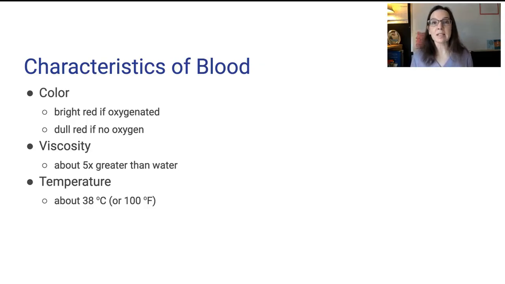Another characteristic is its temperature. Well, we know body temperature is roughly 98.6 degrees Fahrenheit. That's kind of a textbook normal. However, just keep in mind that your normal might be a little bit different. But blood temperature is usually slightly warmer than body temperature. In Fahrenheit, about 100 degrees. In Celsius, about 38 degrees.